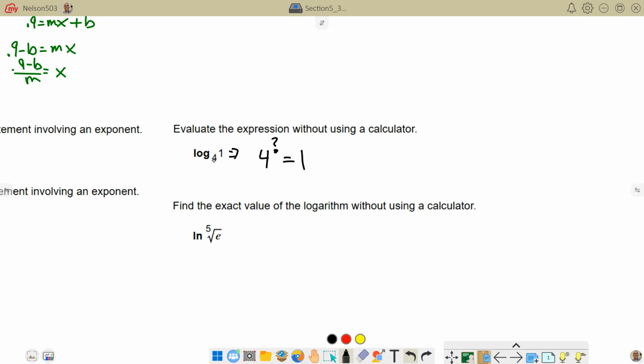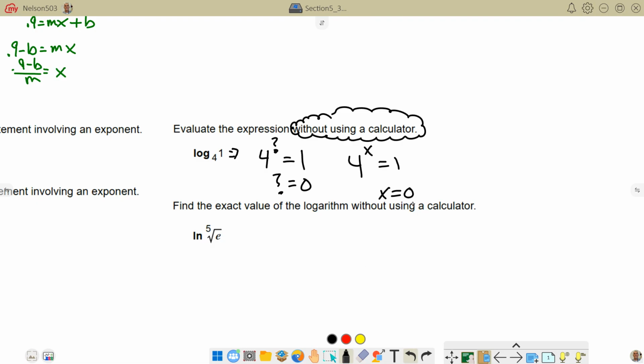That's really what this is saying. What do I have to raise 4 to get 1? Well, if we're going to do that without a calculator, they've got to give us problems that we can kind of think our way through. What would you raise 4 to get 1? I would raise it to the 0 power. So my question mark is equal to 0. Maybe for some people this would make more sense: 4 to the x is equal to 1. That's really what they're asking. I'd have to raise it to the 0 power.